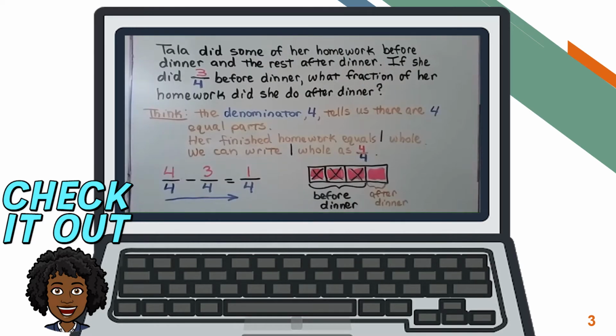We draw a quick picture with 4 parts. 4/4 is 1 whole, so 4 parts are shaded. We're going to take away 3/4 because that's what she did before dinner. That's going to leave just 1 part that she had to do after dinner. That's 1 of 4 parts. That's 1/4. She had to do 1/4 of her homework after dinner to have completed all her homework.